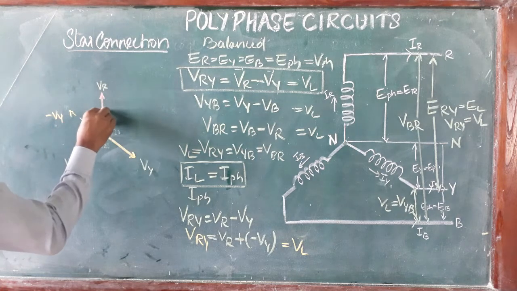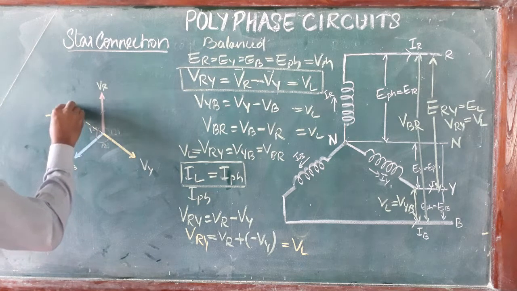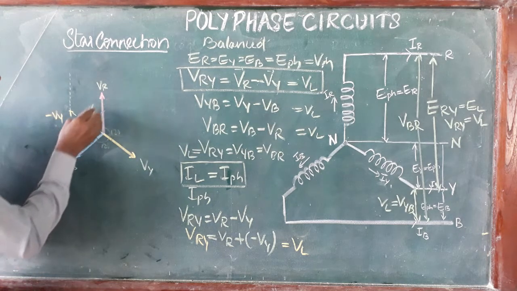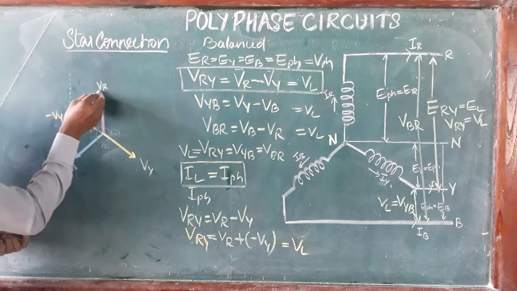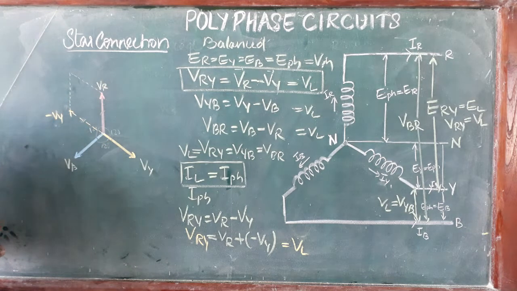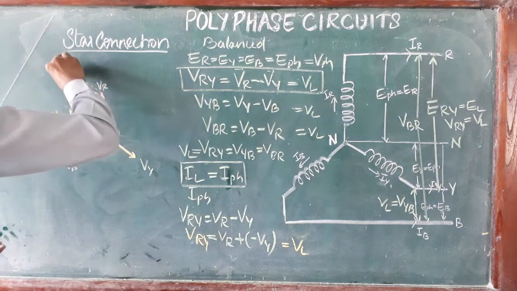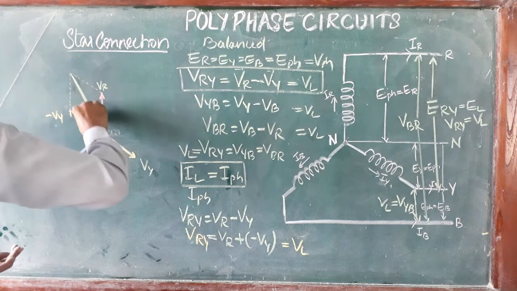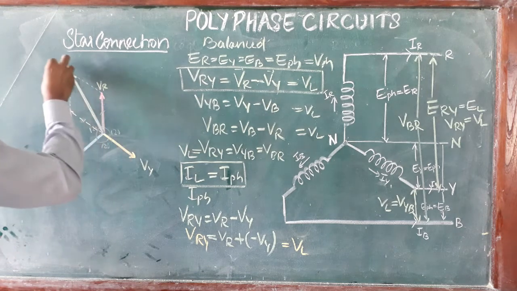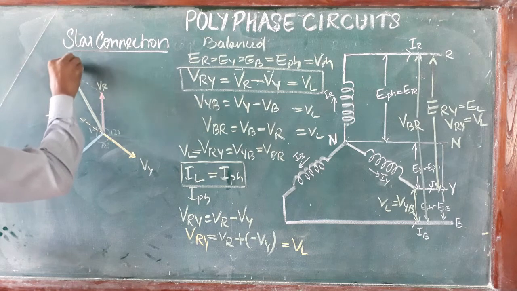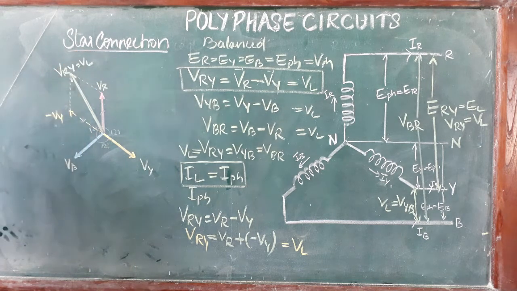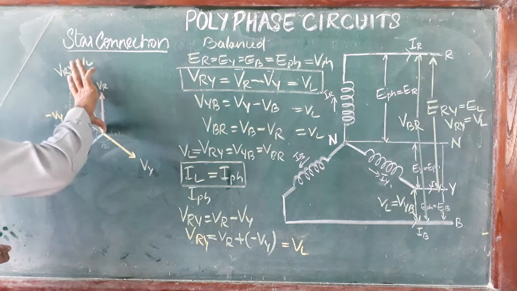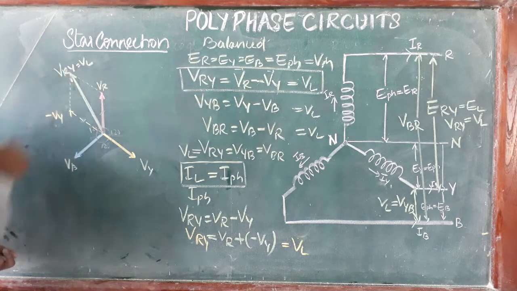So parallel to this line I am drawing, and parallel to this line. I am taking a line here. Clear? It's a parallelogram method. So now this is a total from this point to this point. Now this one is VRY or VL. Clear? So VR and minus VY, its vector sum is a line voltage VRY or VL.